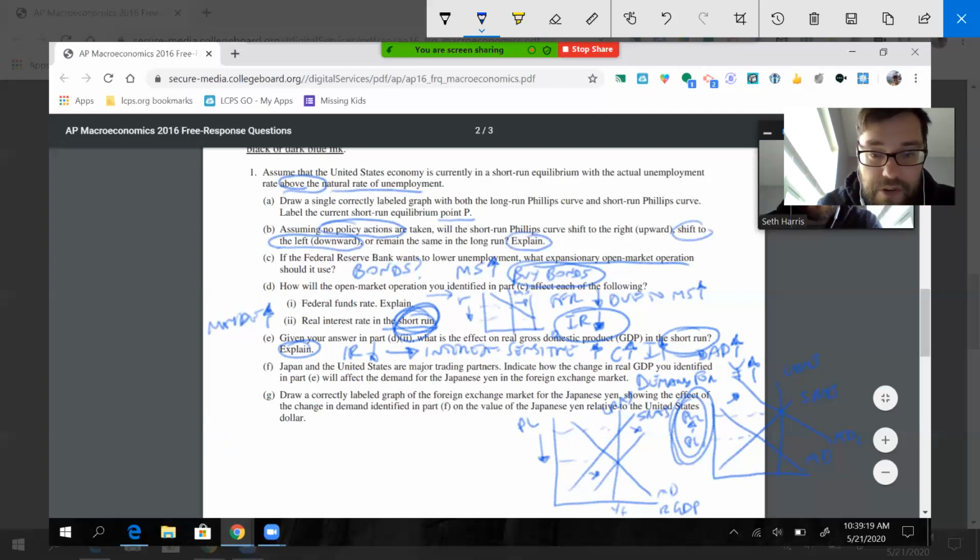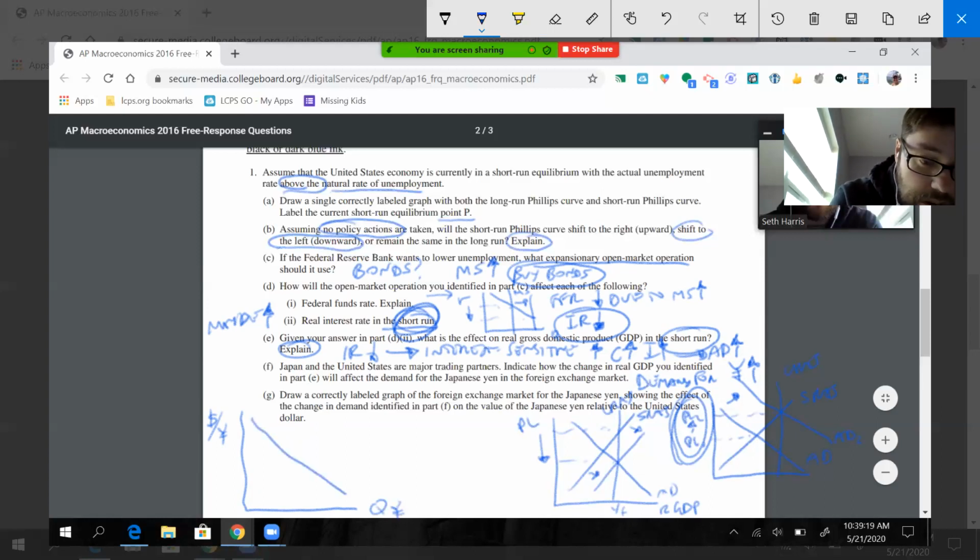Part G, now draw a correctly labeled graph of the foreign exchange market for the Japanese yen, showing the effect of this change in demand on the value. Okay, so we need to draw our foreign exchange market graph. Up here, our price is dollar per yen, and down here is going to be quantity of yen. All right, so we start with a supply and demand curve, or initial equilibrium. Quantity, all right, here's our initial exchange rate.